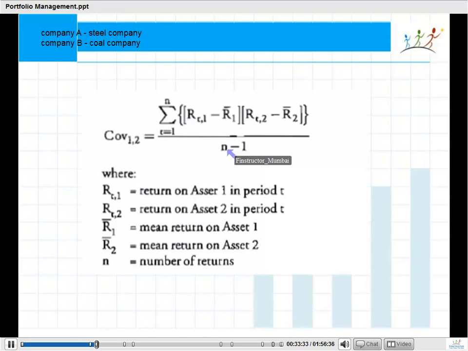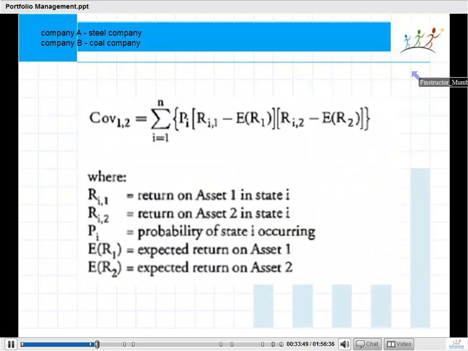If the covariance comes out to be positive, then I will say that my variables move together. If the covariance comes out to be negative, then I can say that the variables seem to be moving in opposite directions. If the probabilities are given, then I will multiply by the probability to compute the average. If the probabilities are not given, then I simply divide by n or n minus 1 to compute the average.